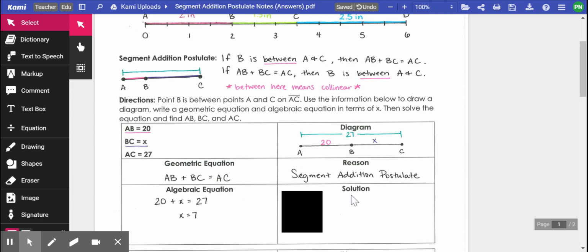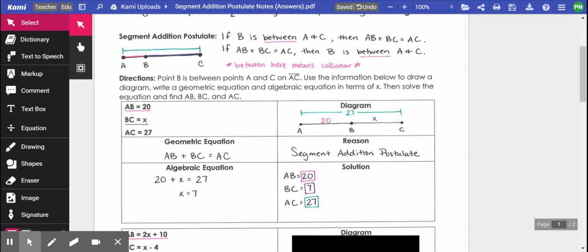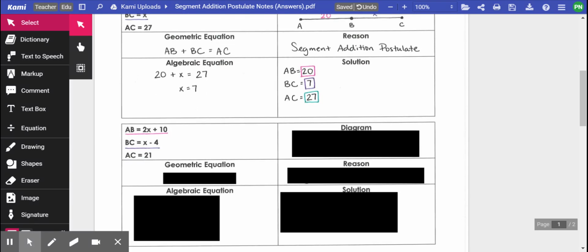And then for the final solution, we want to end up listing how long each individual segment is going to be. So in the end, we knew AB is 20. We figured out that BC, since it's x and x is equal to 7, then BC is the length of 7. And all of AC, they told us, is 27. Okay, so now let's kick it up a notch.